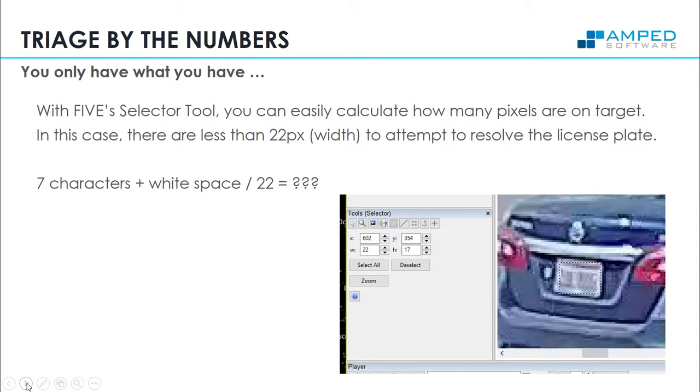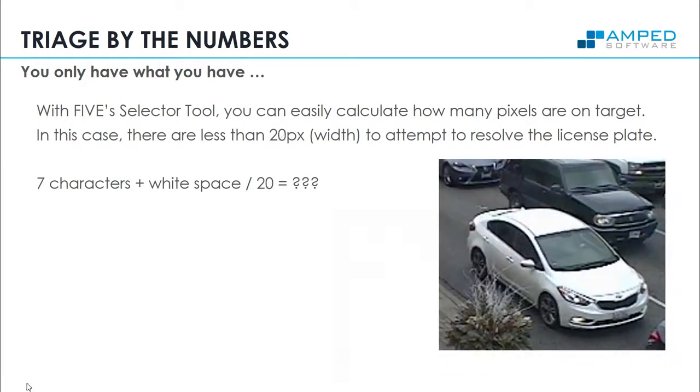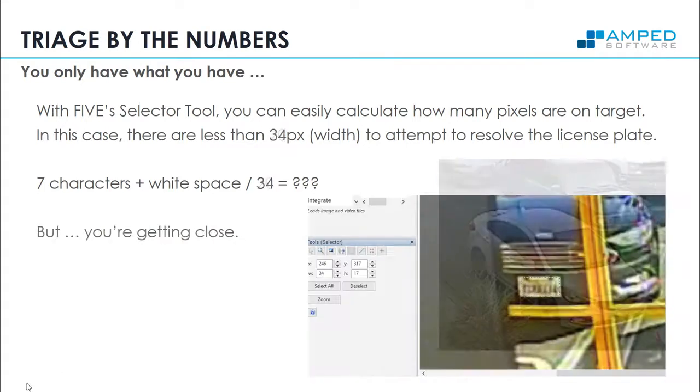And we can look at some other instances of this. We have 22 pixels wide. We have a license plate with 7 characters, a center medallion. We have the white space around it. The math just does not add up. But with the selector tool, we can easily triage things. Same thing here. How many pixels on target? Do I even stand a chance with 20 pixels of width?